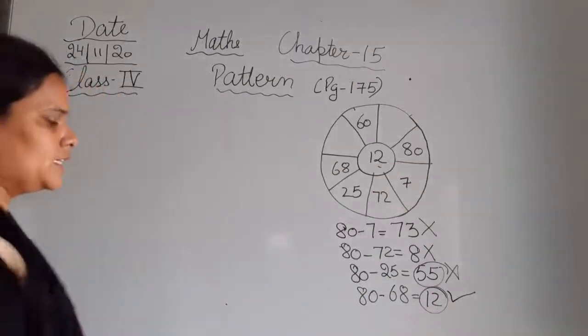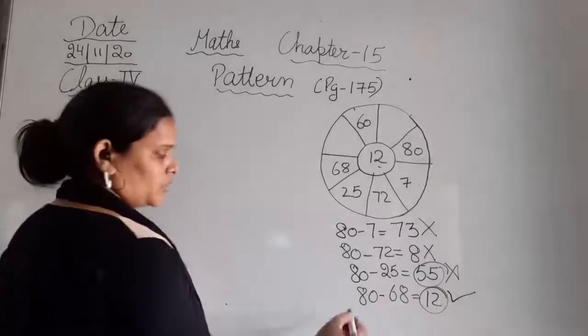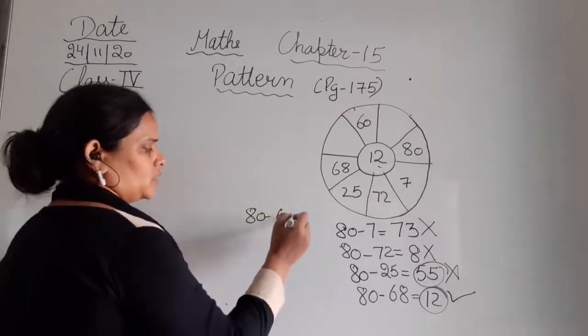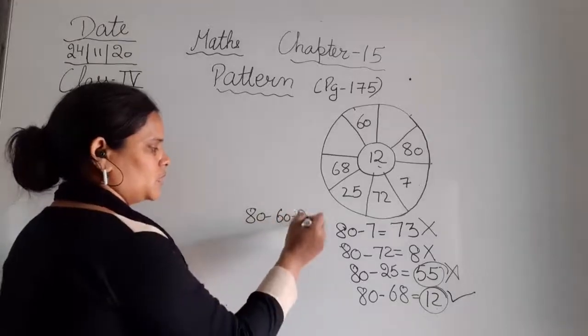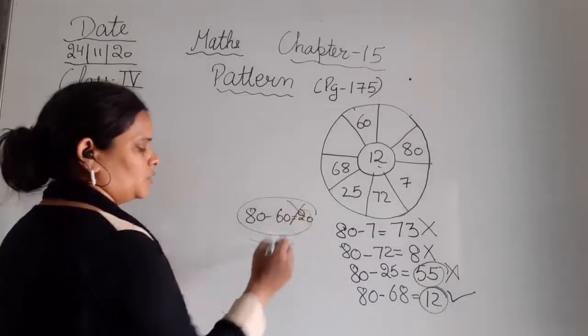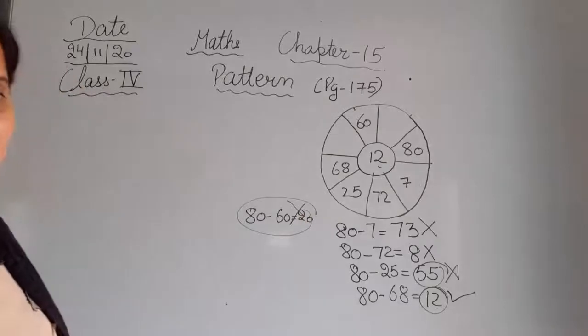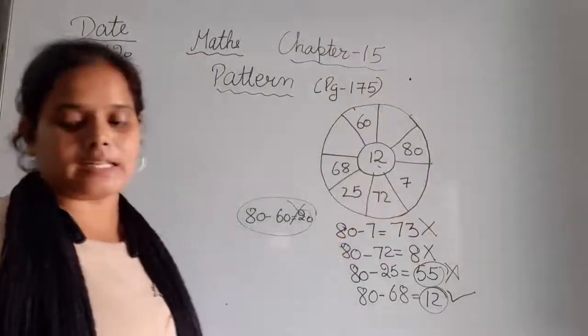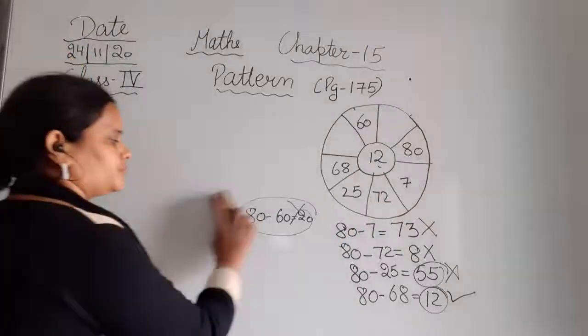चलिए नेक्स्ट लेते हैं 80 minus 60. Okay, the last is 80 minus 60 is equal to 20. 20 है कहीं? No. So that means यहाँ पे जो हमारा आंसर आ रहा है, अगर हम 80 में से 68 को माइनस करेंगे, that will be 12.